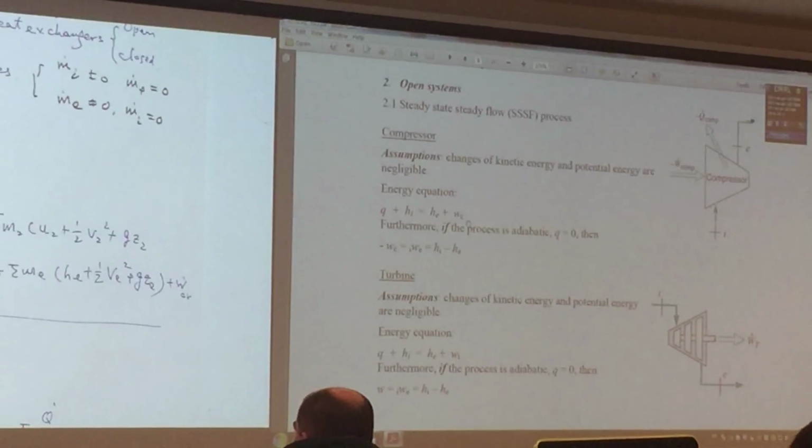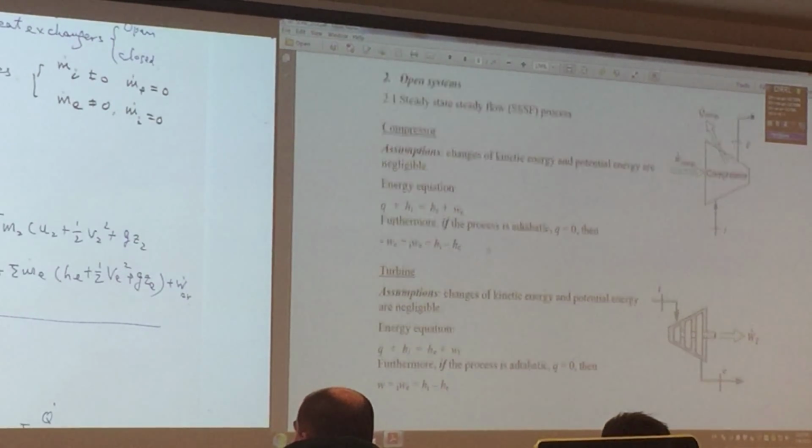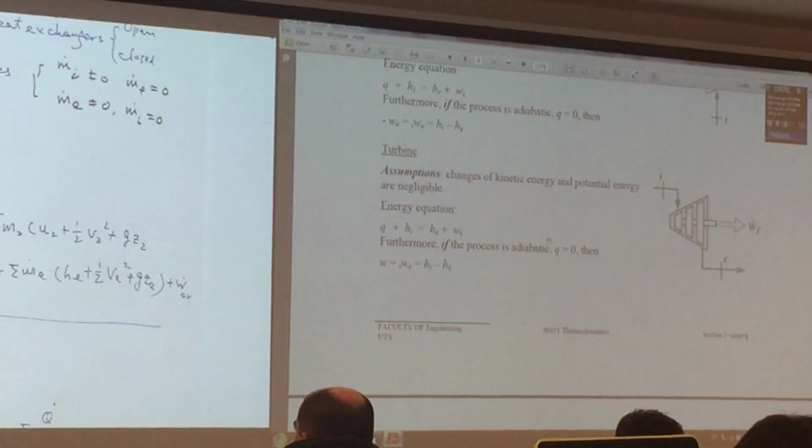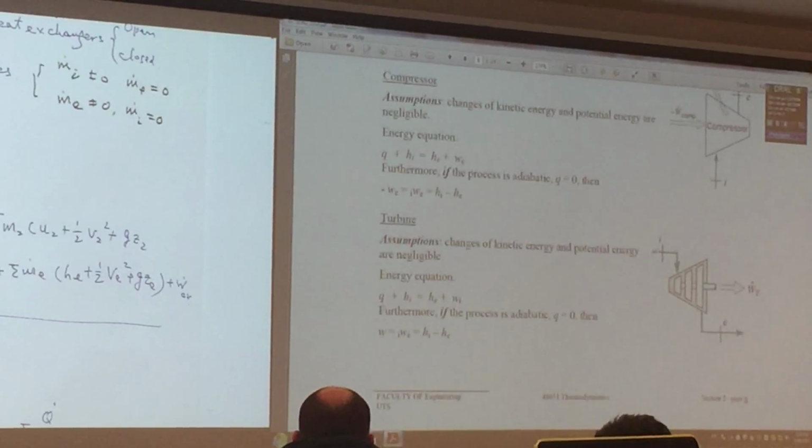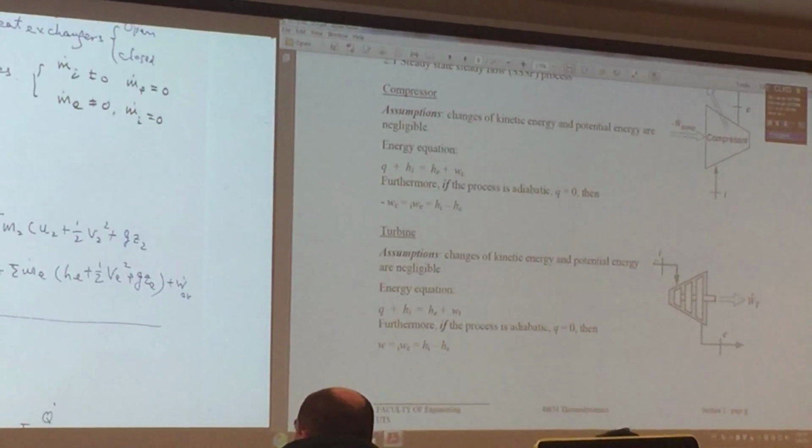form, okay? And for the turbine, gas turbine, steam turbine, you still need to understand how to apply the first law and the second law. And the second law is basically isentropic efficiency, for the compressor and the turbine.